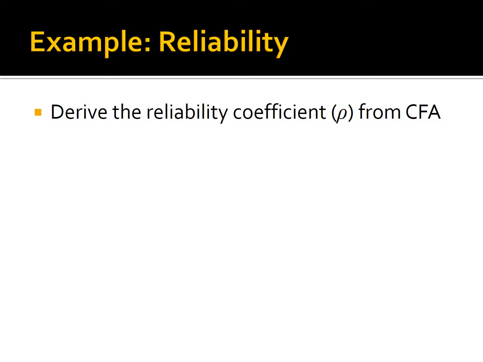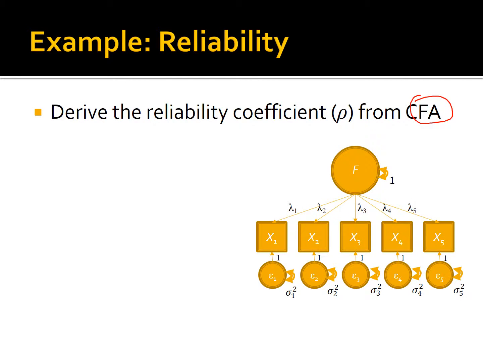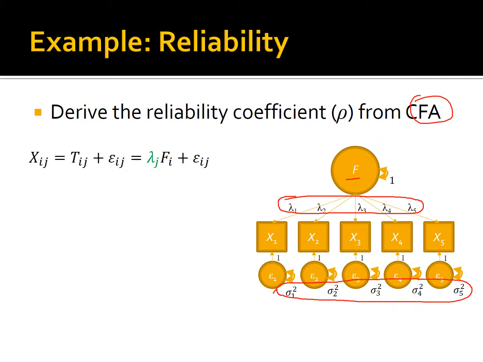So for the final example, we need to derive the reliability formula from the CFA model. So we have a simple factor analysis model such that we have only one factor explaining all 5 variables, and these are the factor loadings, and we have the error term of each observed variable x.